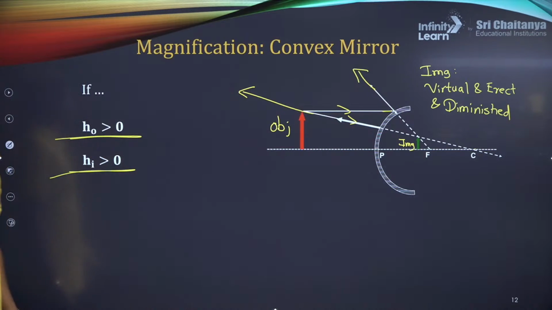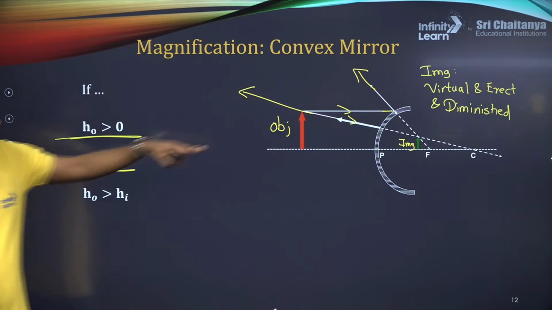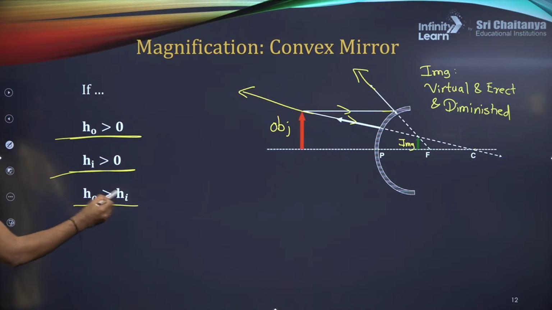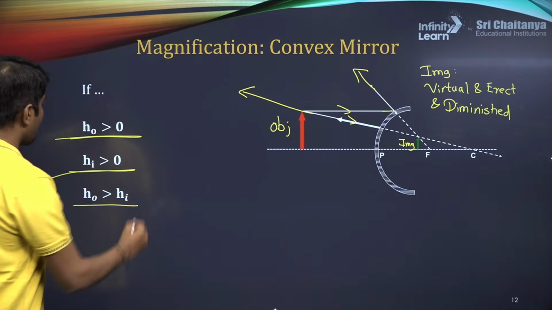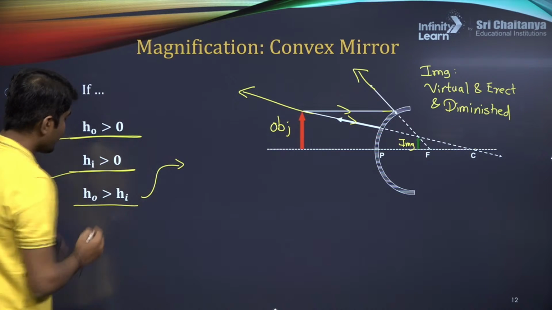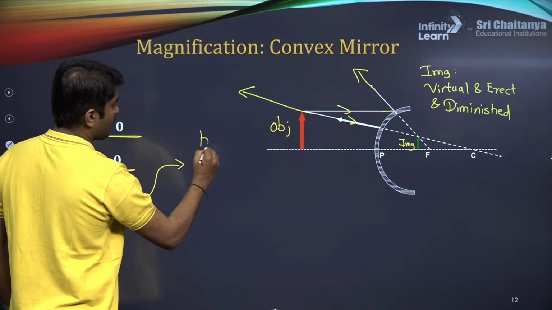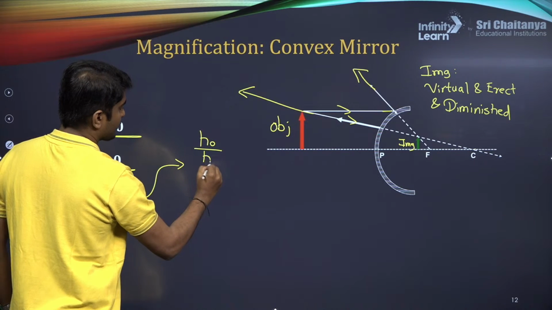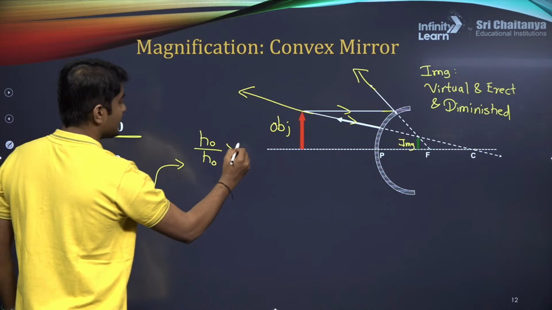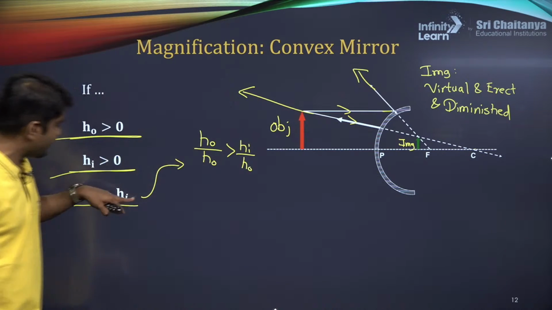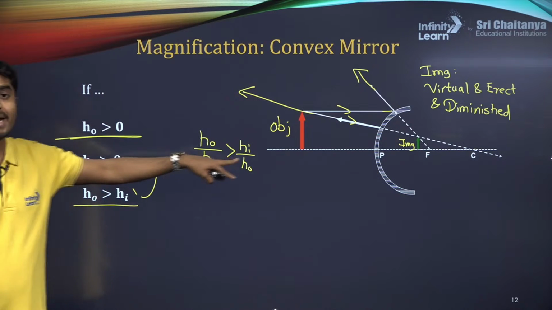Virtual, erect and diminished. So in that case, the image is diminished. That means the height of the image is lesser than the height of the object. Clear? So from this what we can say, if you divide both sides by the height of the object, you will get the height of the object divided by the height of the object, which is greater than the height of the image divided by the height of the object.